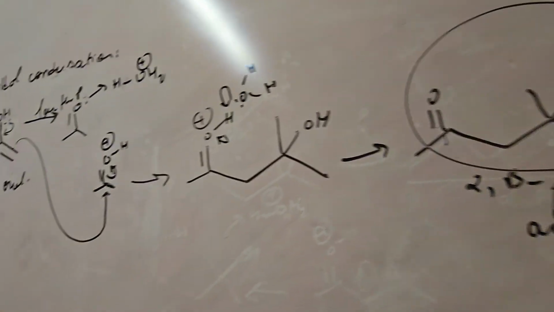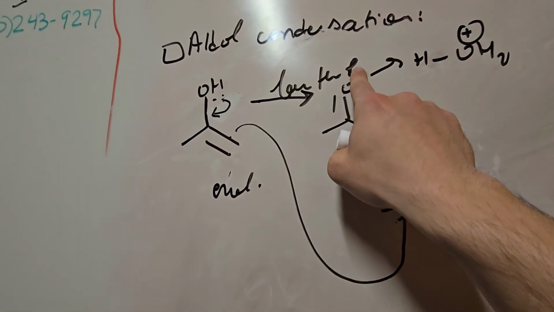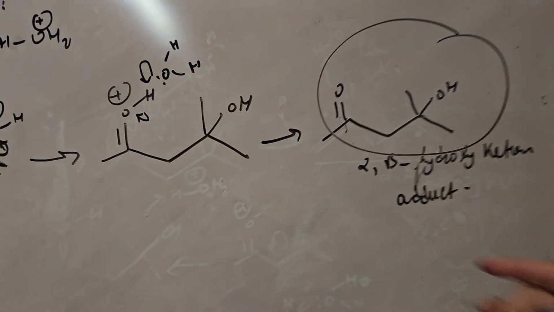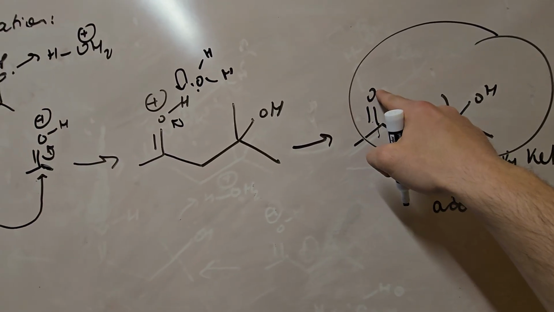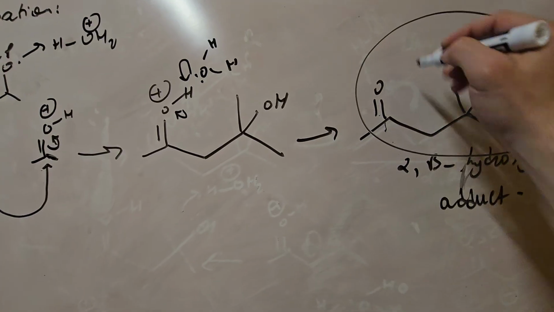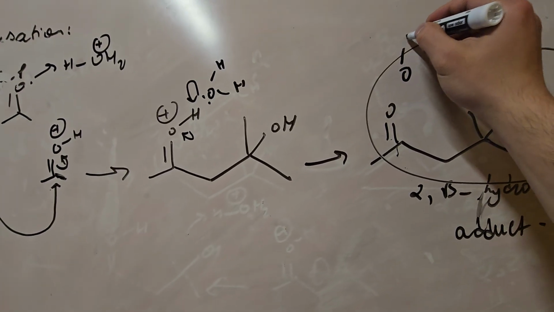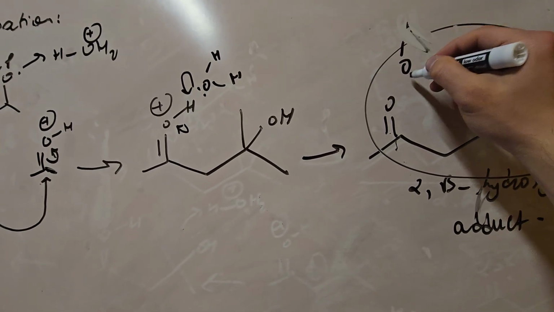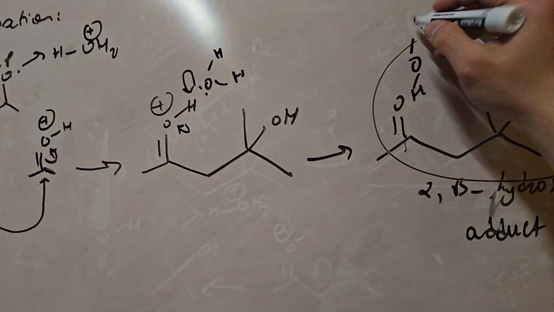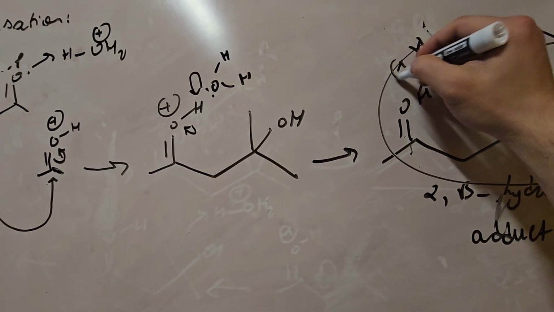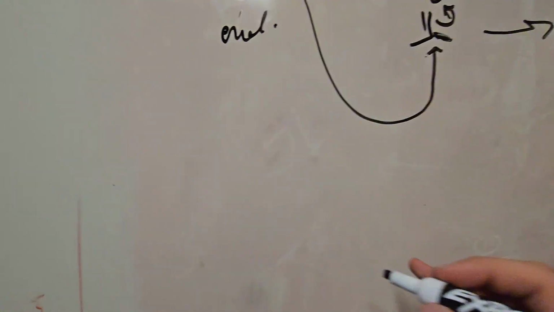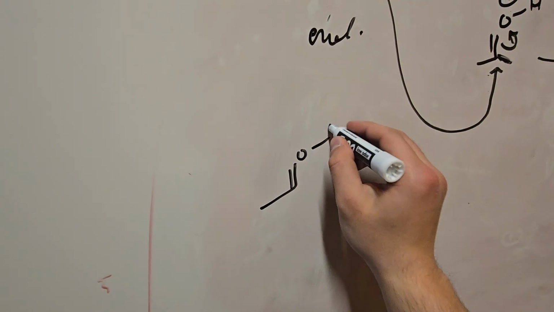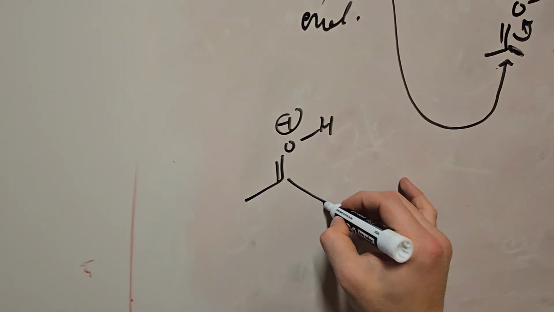However, normal aldol reactions without any specific mention of temperature, or if it says high temperature, they go to the condensation product. To go to the condensation product, what we first have to do is protonate this ketone to reform our enol. So, a hydronium ion can protonate the oxygen on this ketone so that we form this intermediate.